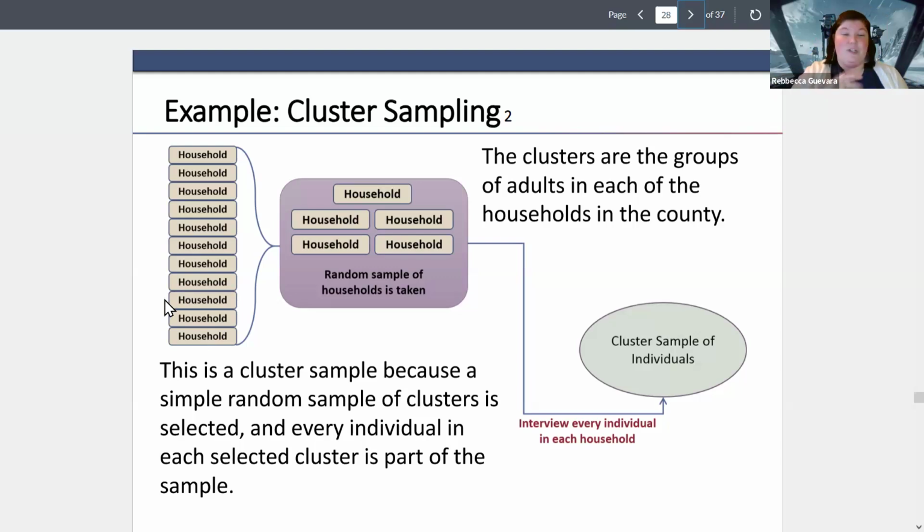And I think I had a slide out of order here. And every individual is going to be selected. So there's still that random part to it. So with stratified, you randomly sampled from each group. Cluster, you randomly sample clusters.